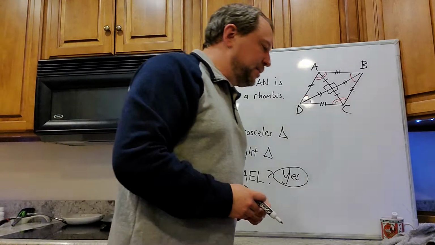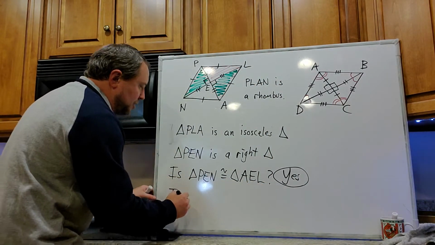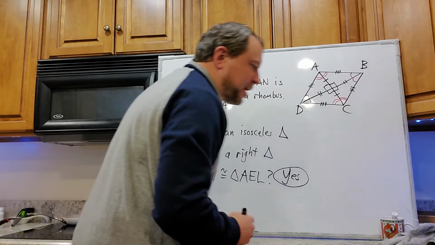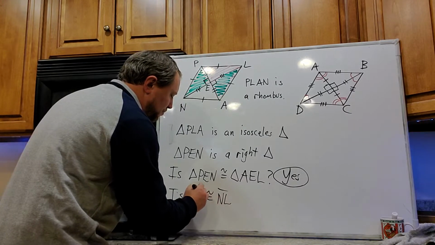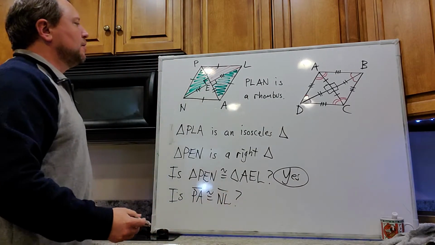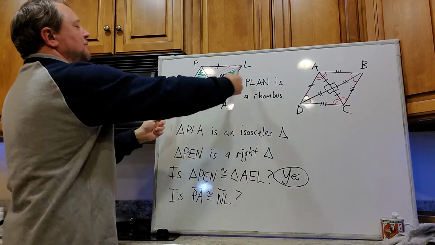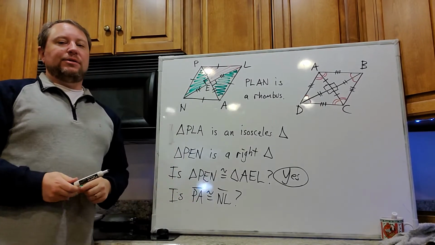Something else that I might ask you in this picture: is segment PA congruent to segment NL? PA, you can see, is this full diagonal. NL is that full diagonal. And I want to know if they're congruent.